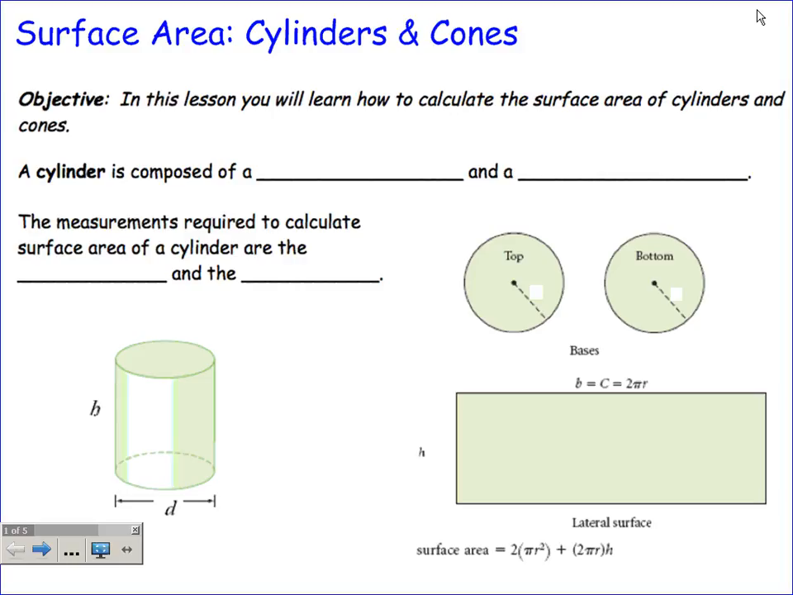A cylinder is composed of two circles and a rectangle. Okay, so here's the deal. Picture a toilet paper roll, just the roll after you've used all the paper. There's a hole on the top and a hole on the bottom, those are the two circles. Then if you were to slit it down the side and unfold it, it would look like a rectangle.